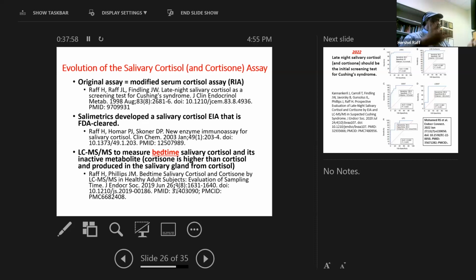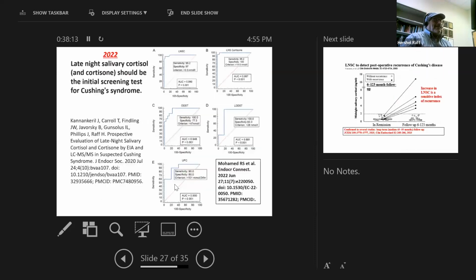So I don't know if anybody really cares about assay methodology, but it turns out that this enzyme immunoassay is just fine. So if you're interested in doing this, it's blindingly easy to do. I could do it in my basement with a plate reader. So next slide.